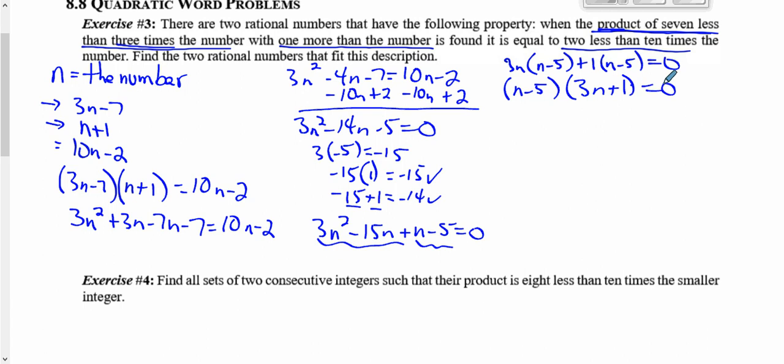What do I do with these two factors now? Yes, it does. What do we do? Set them equal to 0. So n minus 5 equals 0, or 3n plus 1 equals 0. What does n equal over here? n equals 5. Or 3n equals negative 1. So what does n equal? Divide both sides by 3.